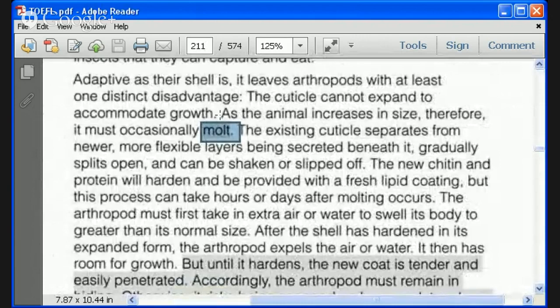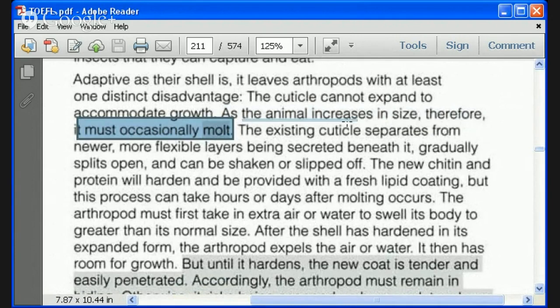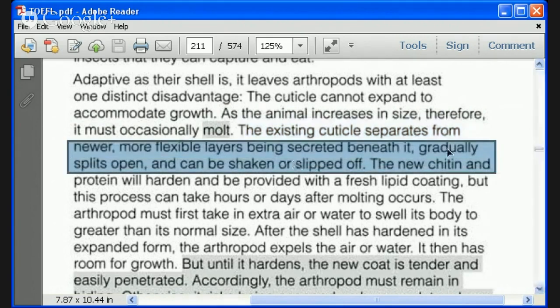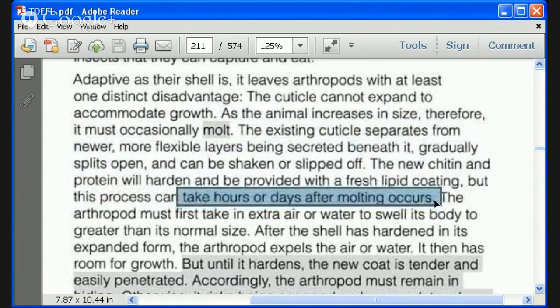All right. Okay, it's introducing molting. As the animal increases in size, it must occasionally molt. The existing cuticle separates from new or more flexible layers being secreted beneath it. And now it explains molting. Okay. The new chitin protein will harden. All right, we're talking about the explanation of molting. This process can take hours or days after molting occurs. Okay, so growing the new shell takes hours or days after.